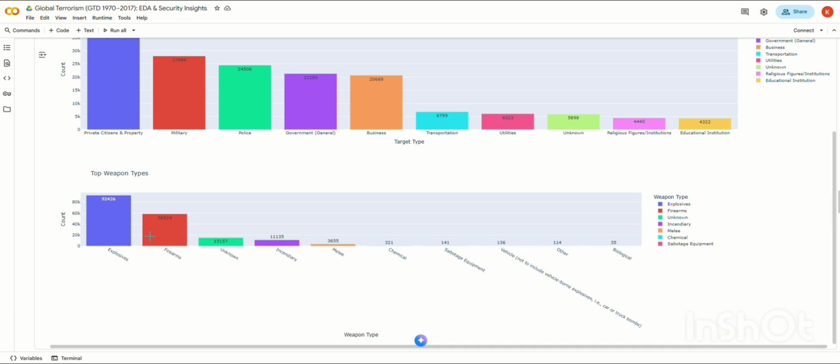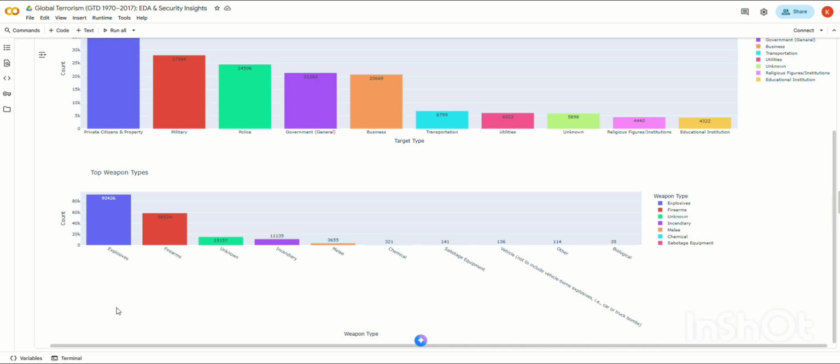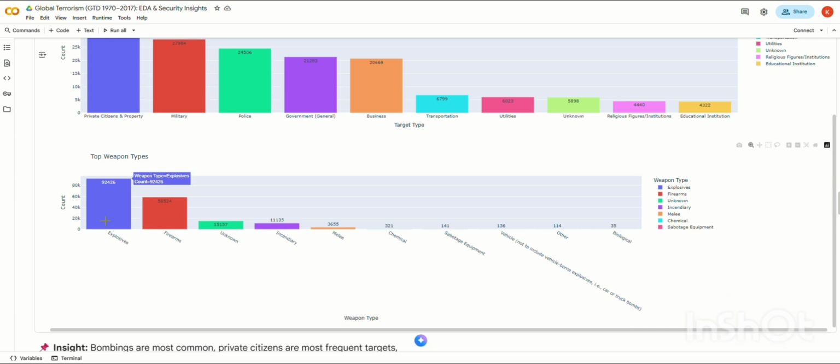Finally, looking at weapon types, it shows that explosives are by far the most common, followed by firearms. The dominance of explosives highlights how easy access to low-cost materials can be turned into devastating attacks. Taken together, these graphs paint a clear picture of how terrorism relies on cheap but highly destructive tactics, with civilians often bearing the greatest burden.